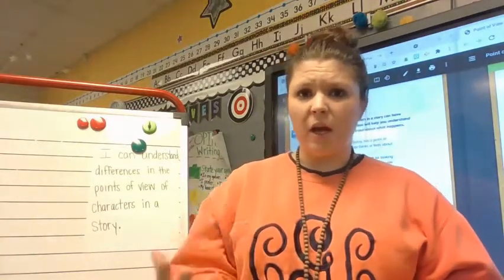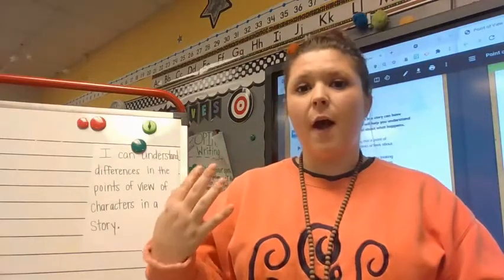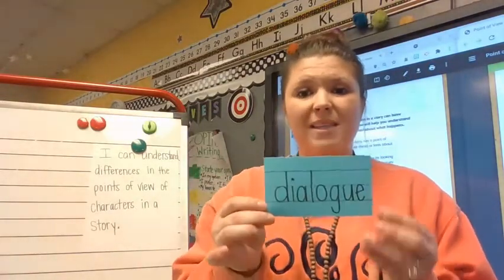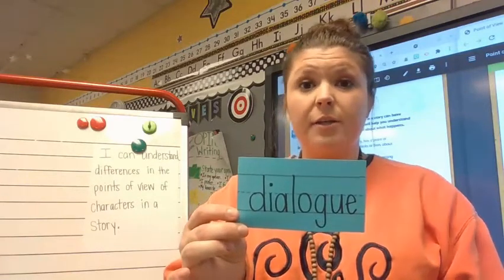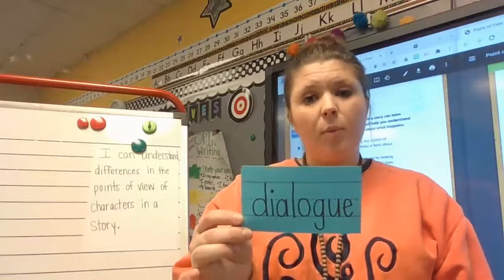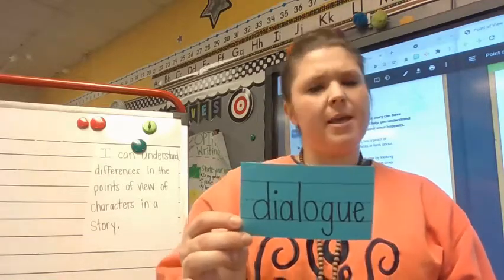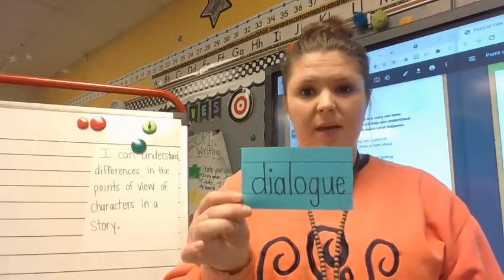One of the things that can help us to find the character's point of view, their actions or how they think or how they feel, is by the dialogue. Dialogue are the words that the characters say in a story or a play. "Little pig, let me in," is dialogue the wolf says to the pigs.